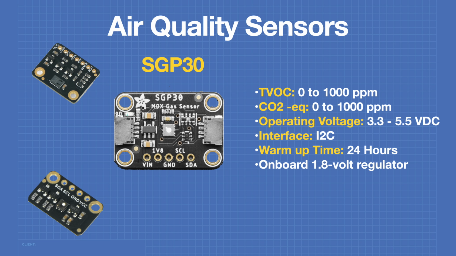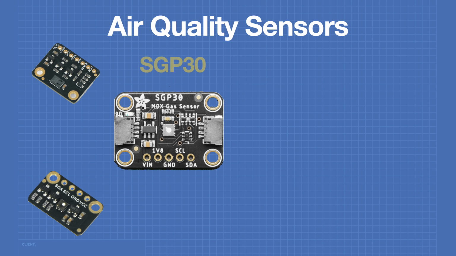The SGP30 is another very popular sensor that can measure the total amount of volatile organic chemicals as well as CO2. It operates on 3.3 to 5 volt DC and has an I2C interface. The disadvantage with this sensor is that it requires 24 hours to warm up before the readings are considered to be accurate.